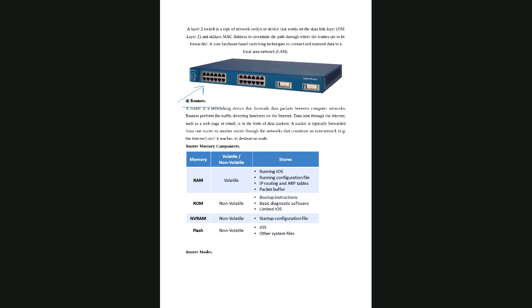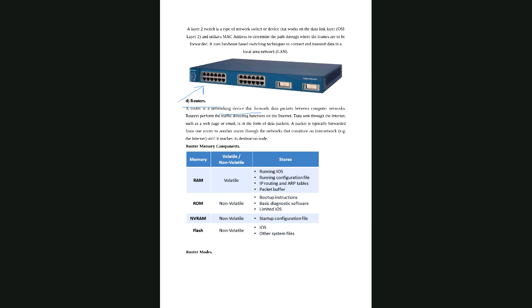A router is a networking device which generally forwards packets between computer networks. Routers perform the traffic directing on the internet, and the data sent through the internet, such as a web page or an email, is in the form of data packets. A packet is typically forwarded from one router to another router through the networks that constitute an internetwork, for example the internet, until it reaches its destination node.